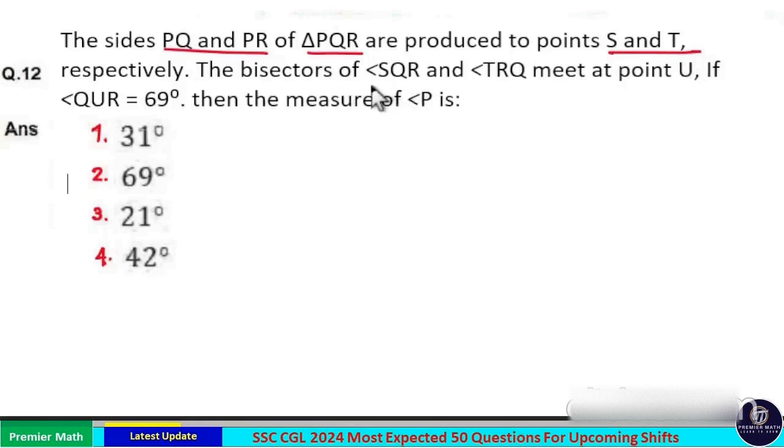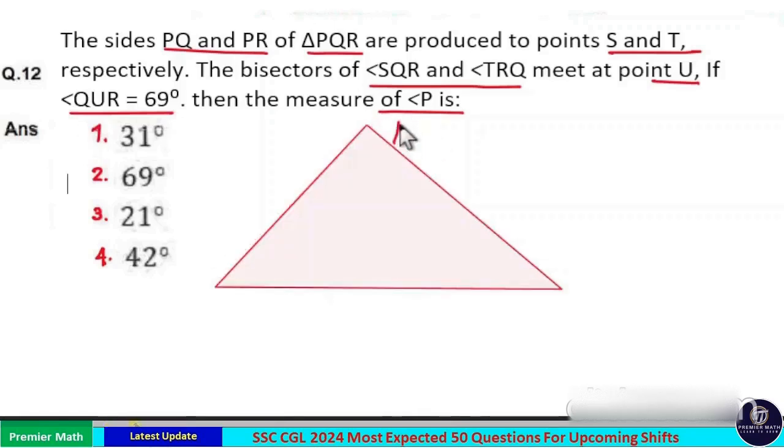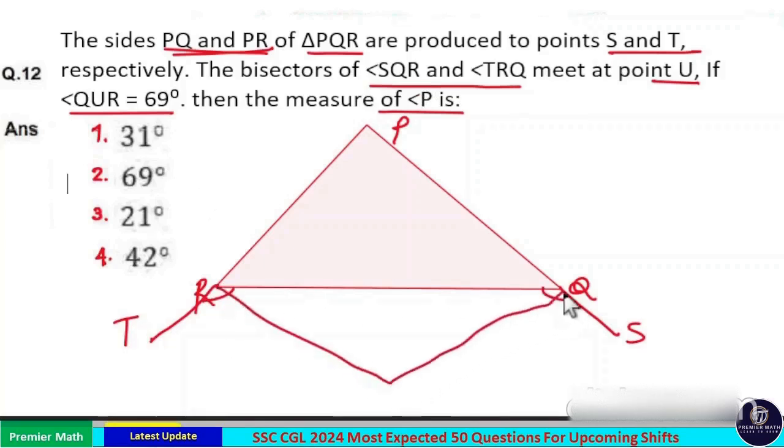Sides PQ and PR of triangle PQR are produced to points S and T respectively. The bisectors of angle SQR and TRQ meet at point U. If angle QUR is 69 degrees, then find the measure of angle P. Here this is the triangle PQR. Now PQ and PR produced to S and T, means PQ produced to S and PR produced to T. Now the bisectors of these two angles meet at point U. So this is point U and this angle is given as 69 degrees in the question.